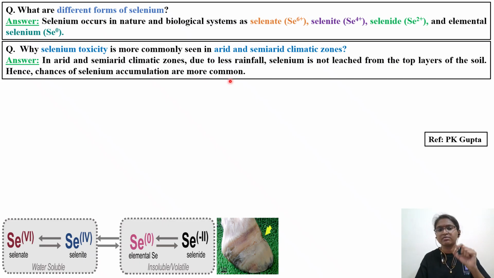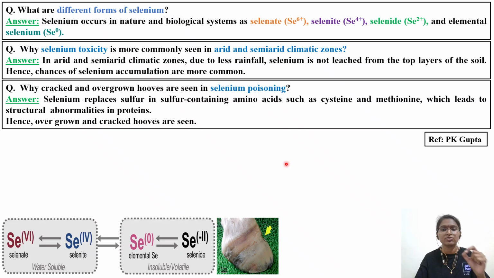Okay, so a very beautiful point they are saying. Due to less rainfall, selenium is unable to reach the deeper layers, so it stays on the topmost layer of the soil. So accumulation takes place in the plants, and those plants which are consumed by the cattle, they will have selenium toxicity.